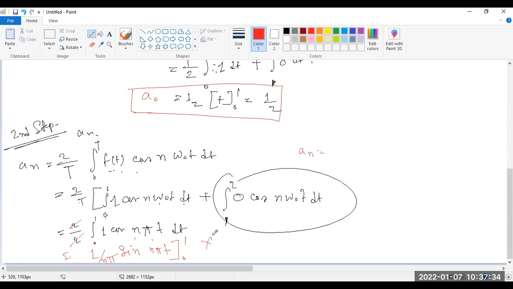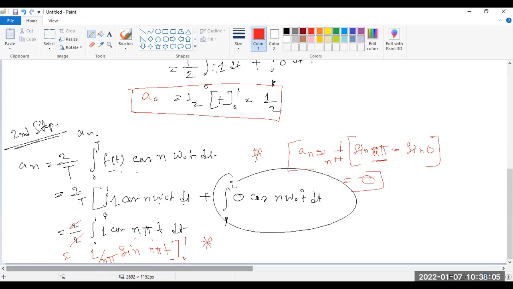So if I do this, an from this is 1 by n pi, with n pi out of the bracket, then sin n pi minus sin 0. Sine of n pi is always 0, so it becomes 0. So our an is 0.